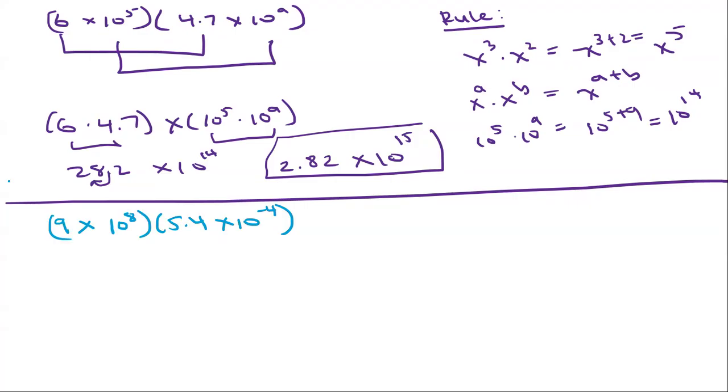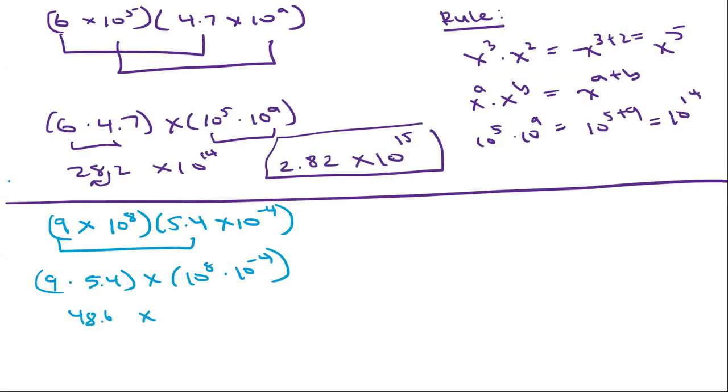All right, so again, I'm multiplying these two, okay? So I'm going to match the ones with no powers together, and then I'm going to match the ones with powers together, okay? All right, so 9 times 5.4 is going to give us 48.6. And then 10 to the 8 times 10 to the negative 4, remember we add those. All right, so 8 plus negative 4 is going to give us a positive 4. So this will be times 10 to the fourth power.